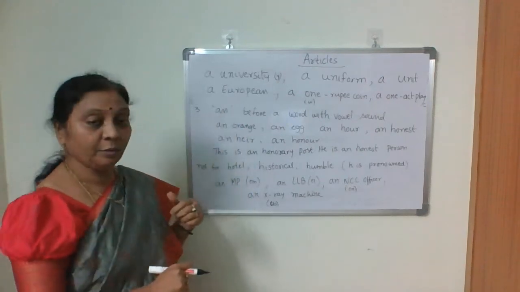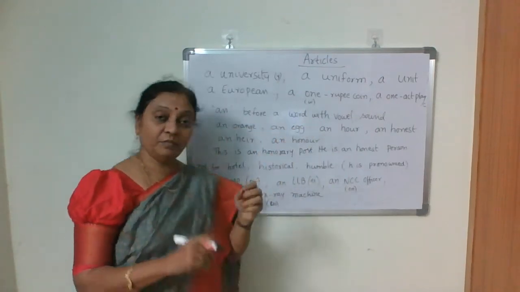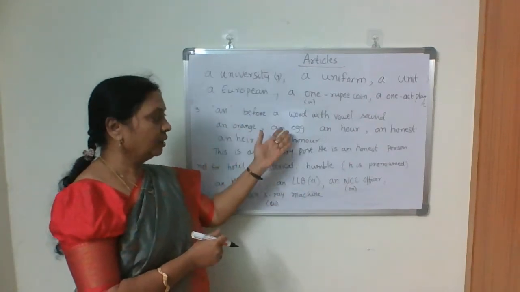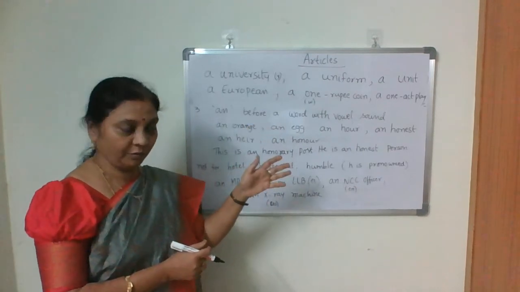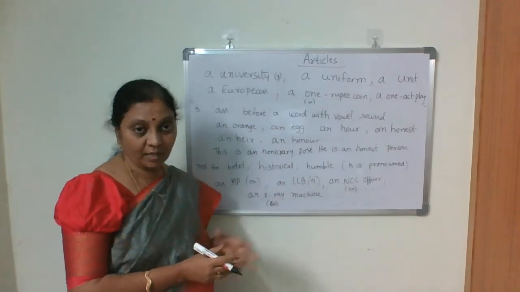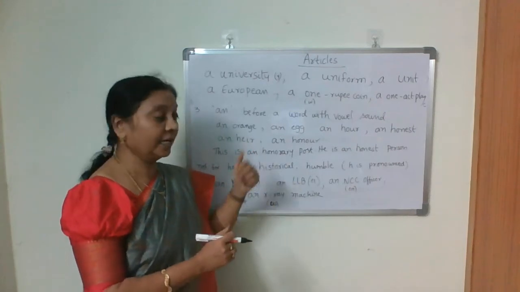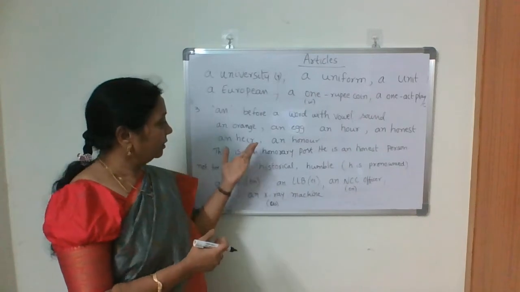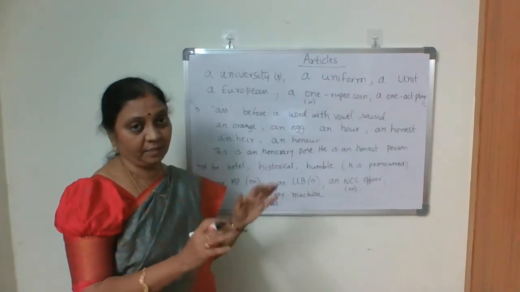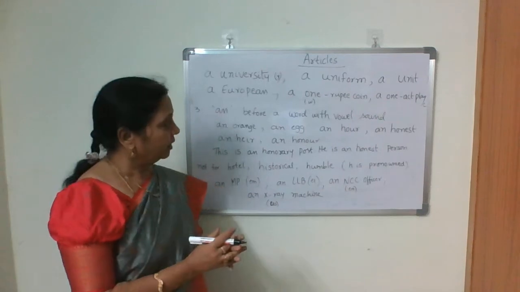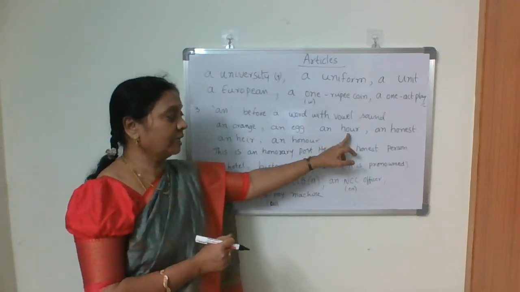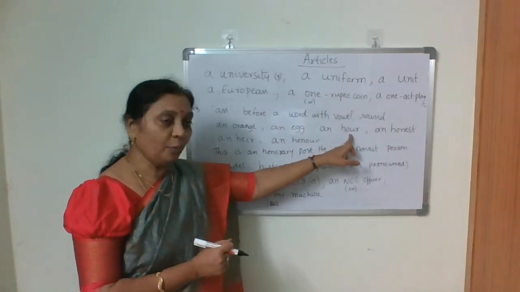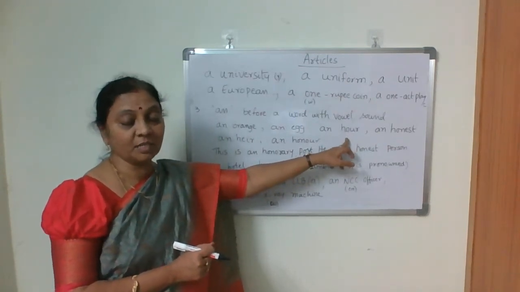The next, when do we use "an"? Before a word with a vowel sound. Here it is clear. Whenever you get this sound, you have to use "an". A, E, I, O, U. So an orange, an egg, an elephant, an apple. In such cases it is clear. But the problem is when it comes like this, hour. Even though it is spelled H-O-U-R, the pronunciation here in this case, what do we say?